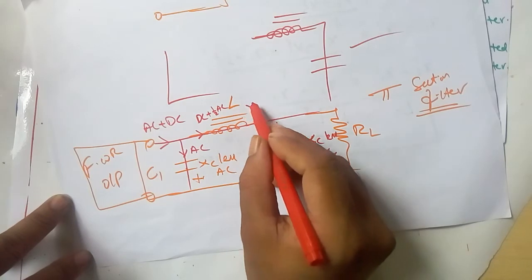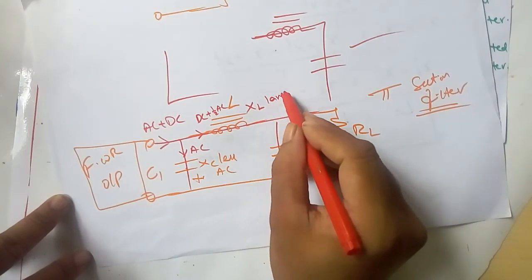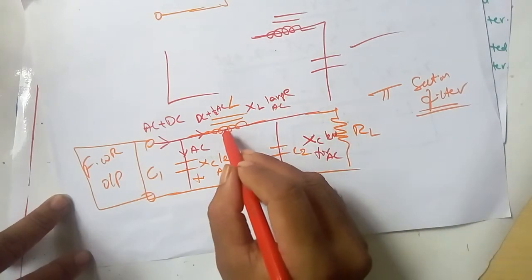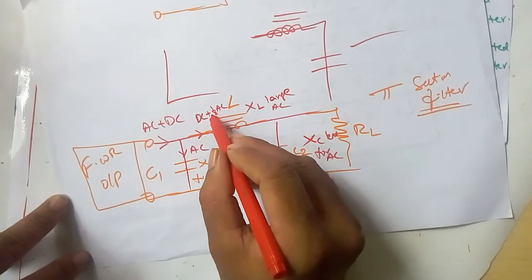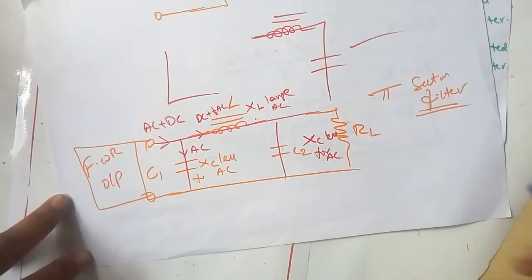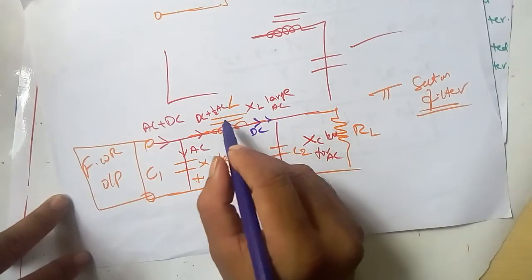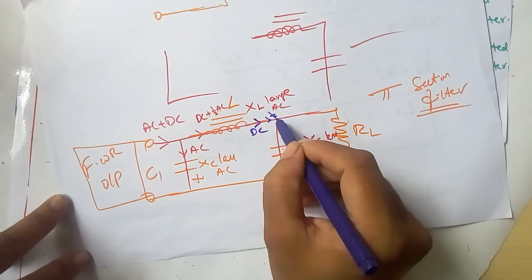That DC is allowed through the inductor, DC only. Why? Because XL is very large for AC. That's why this inductor will not allow the AC, and only allows DC, right? So it allows DC exactly, and does not allow the half AC. Maybe only 1/4 of the AC it allows.